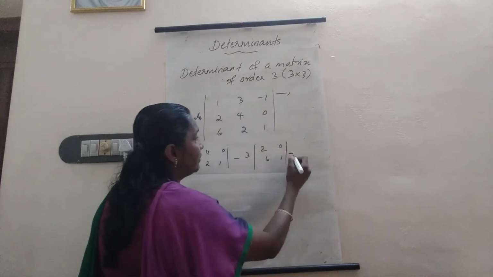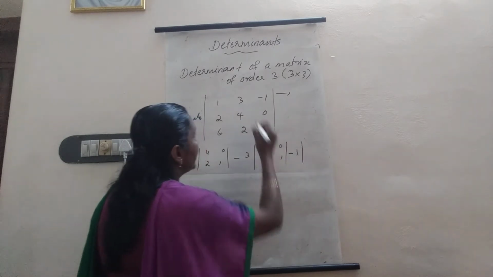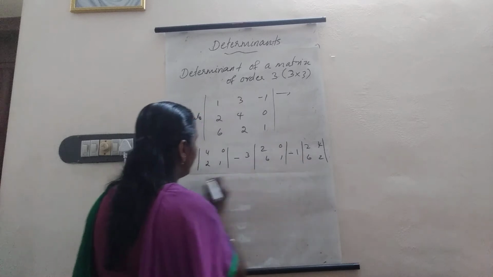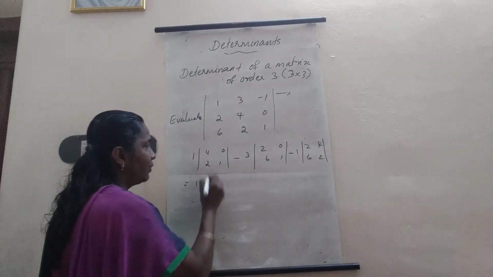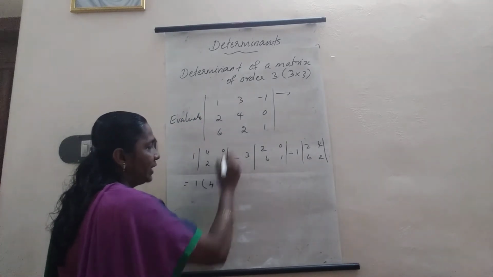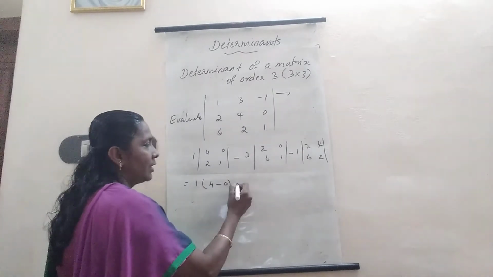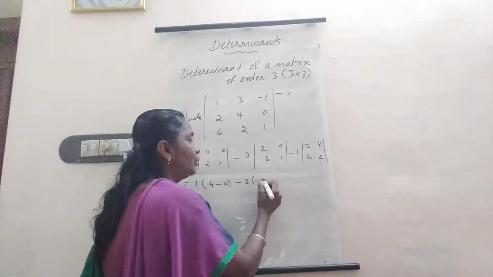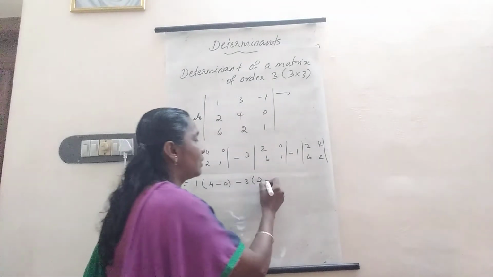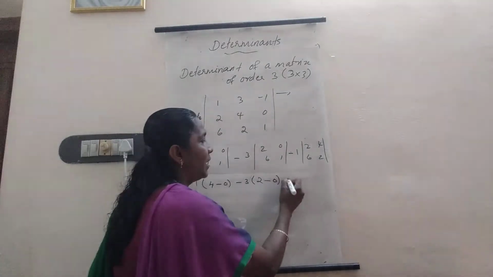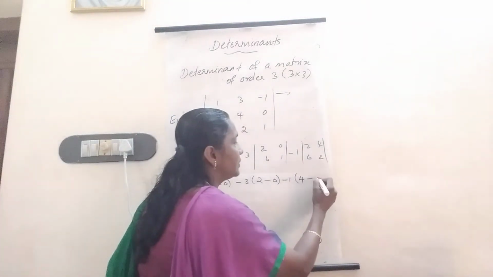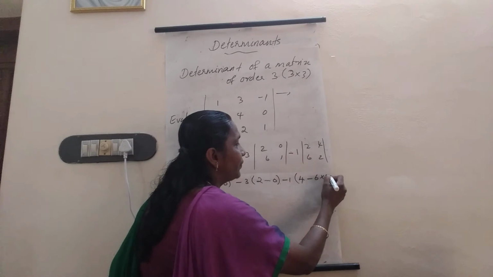Minus, here it is negative 1, so plus means negative 1 will come, 2, 4, 6, 2. And expand. 1 into 4 times 1, 4, minus 2 times 0 means 0. Minus 3 into 2 times 1 are 2, 6 times 0, 0, minus 0. Minus 1 into 2 times 2 are 4, 6 times 4 are 24.